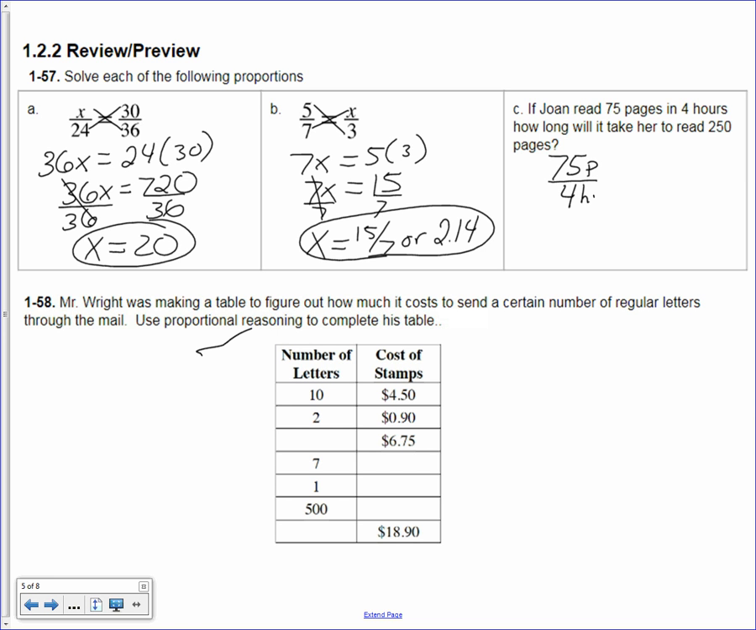Okay, part C says if Joan read 75 pages in 4 hours, how long would it take her to read a book of 250 pages? So I'm going to do 75 pages over 4 hours, and the 250 has to go on the top over x. I could find a giant 1 to help me out if I wanted to, or I could cross multiply. So I'm going to cross multiply. I'm going to get 75x equals 1,000, because 250 times 4 is 1,000, divided by 75. So I'm going to get x equals about 13.3 hours.